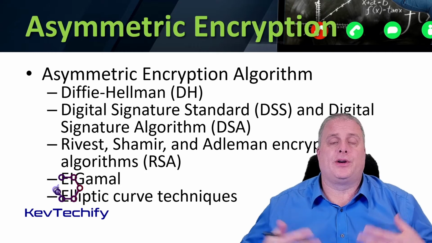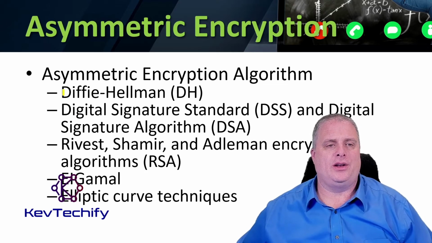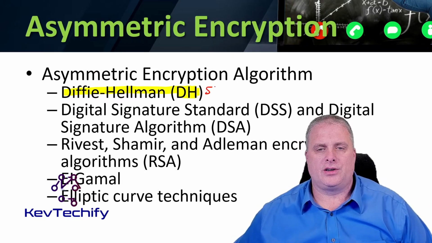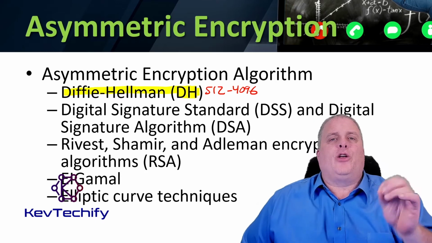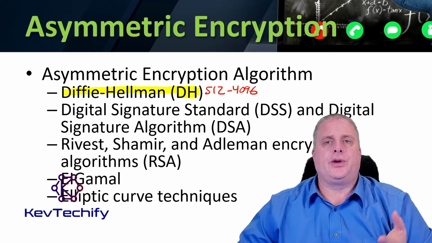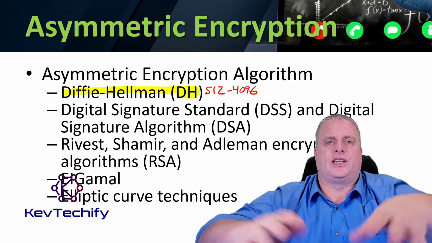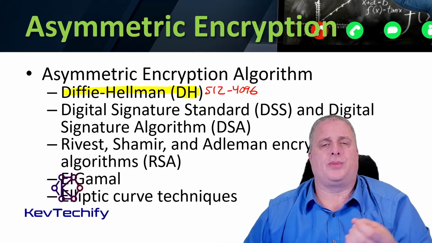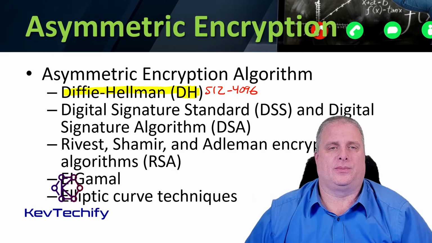Here are some of the more popular asymmetric encryption algorithms. First one we have here is the Diffie-Hellman, also referred to as the DH. It's got different key lengths varying from 512 all the way up to 4096. The Diffie-Hellman algorithm allows two parties to agree on a key that they can use to encrypt messages they want to send to each other. The security of this algorithm depends upon the assumption that it's easy to raise a number to a certain power, but difficult to compute which power was used given that number and the outcome.